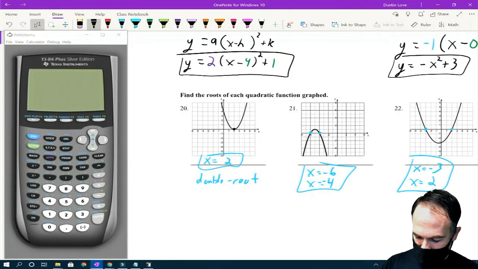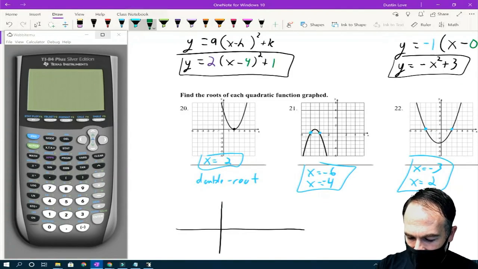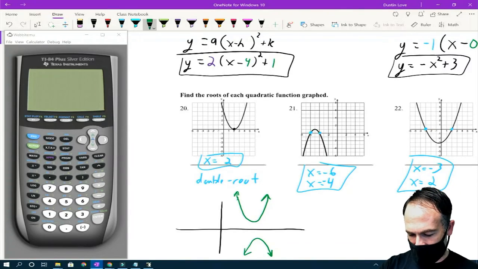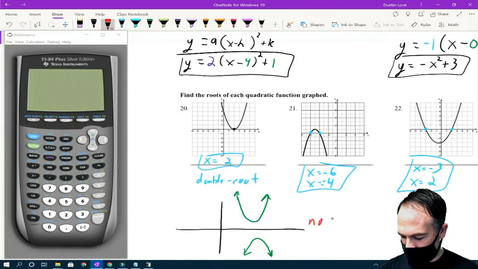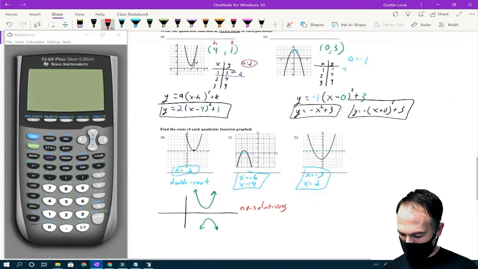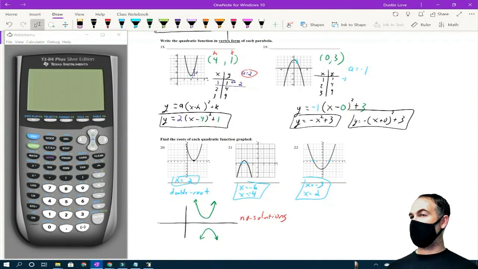Okay, I also want to point this out because it can happen. If the graph were to do either this or this, in that case, there would be no solutions because it does not cross the x-axis at all. There would be no roots, no solutions. So I believe that's it. Any questions overall?